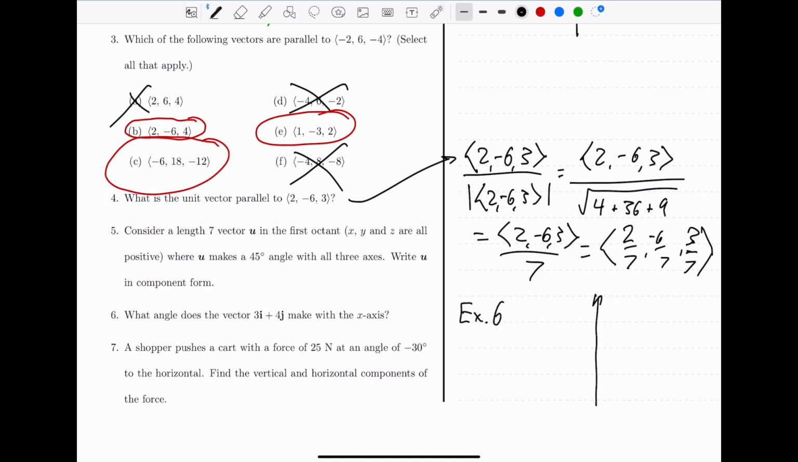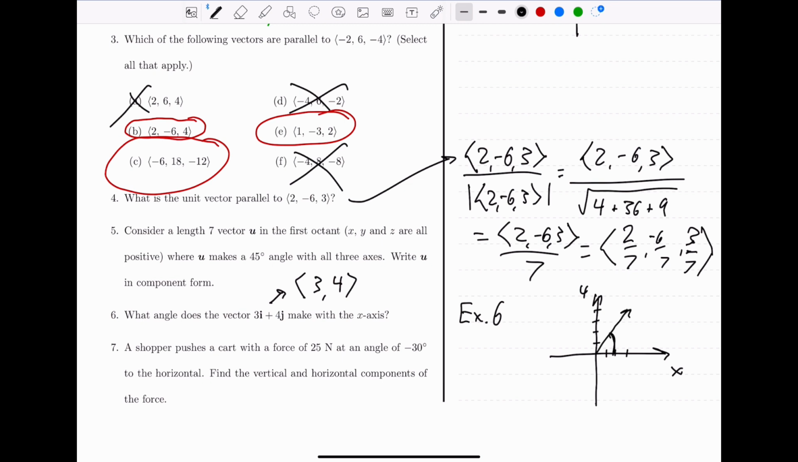We'll first draw the x and y axes. And the vector 3i plus 4j, I'm going to just convert that to component form. 3i, the i tells us the x component, so we have 3 for the x component. The j tells us the y component. So we're dealing with the vector 3, 4, which is right about here.